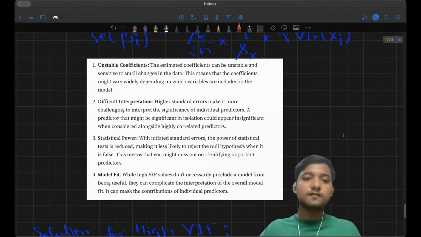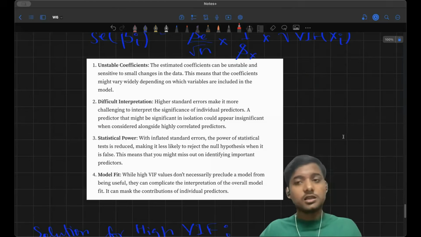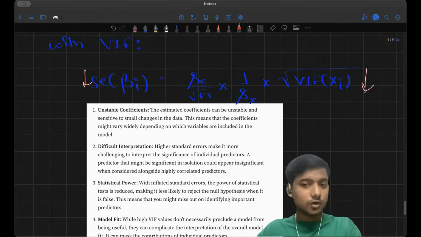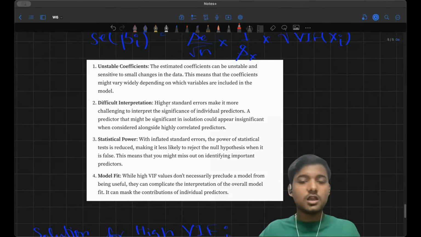So therefore you never want standard error to be high, and if you want standard error to be low, variance inflation factor also needs to be low. So you can read this. Higher standard errors make it more challenging to interpret the significance of individual predictors. A predictor that might be significant in isolation could appear insignificant when considered alongside highly correlated predictors.